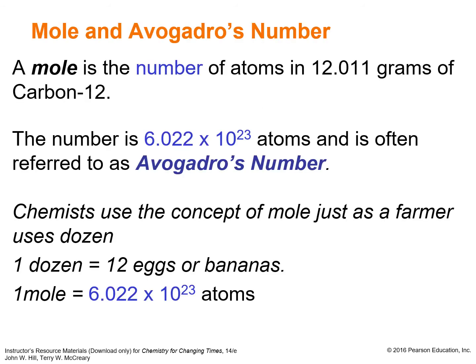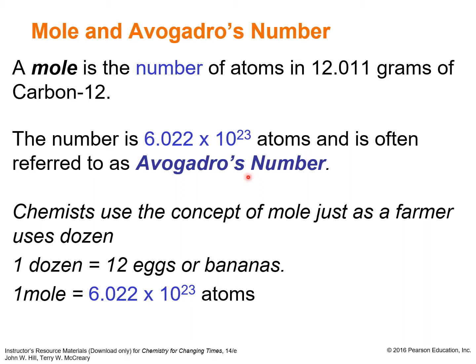So let's start with learning about the mole. If you remember, this is the same mole that we looked at in the 7 SI base units in chapter 1. I said mole is something that is used by chemists to measure the amount of a substance. So let's define what a mole is. A mole is the number of atoms in 12.011 grams of carbon 12. It's the carbon element on the periodic table. And the number is 6.022 times 10 to the power of 23 atoms.